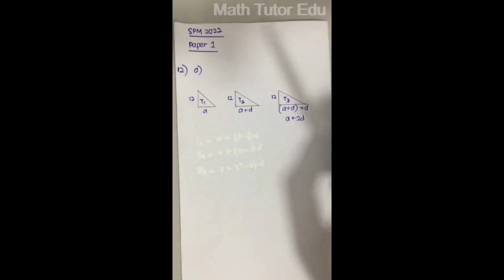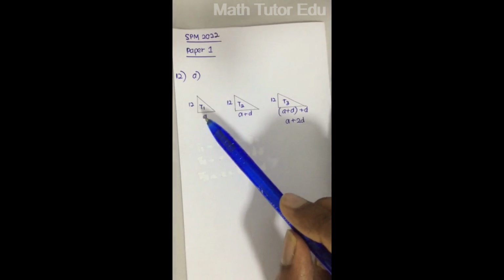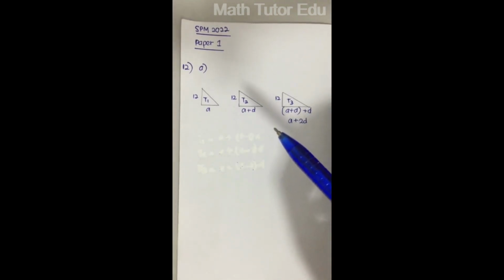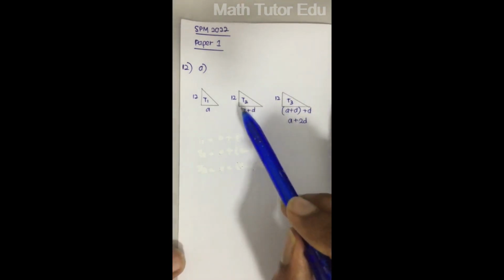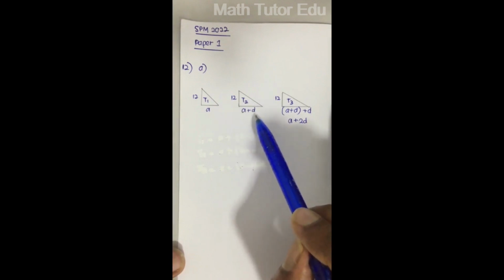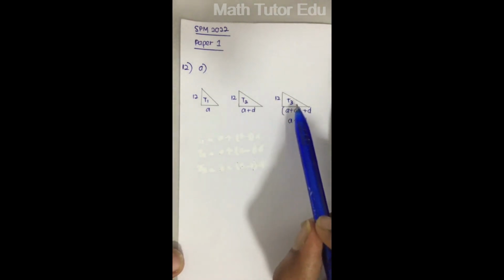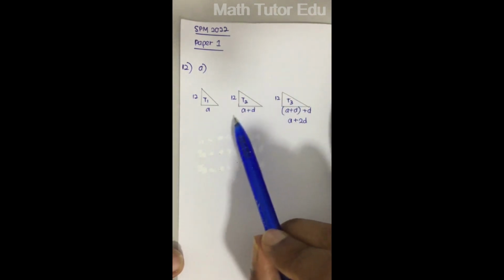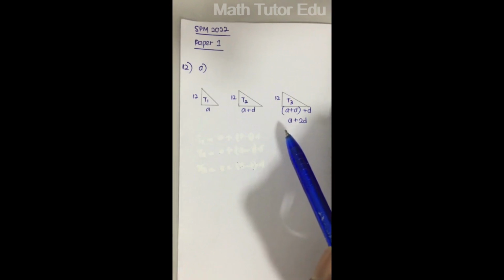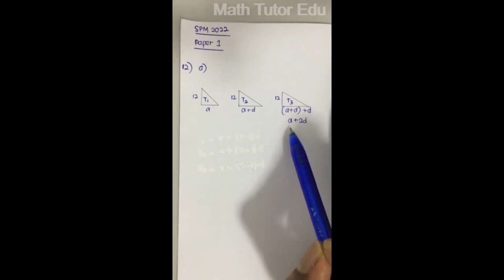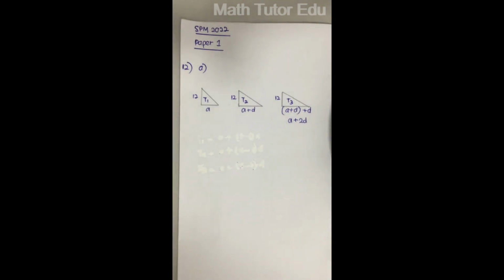As mentioned by the question, the length of the base of the first triangle is a centimeter, so that's why I've written a here. They also mentioned that the length of each subsequent base increases by d centimeter. So for the second triangle, it will be a plus d. For the third triangle, based on the second triangle, it will be subsequently increased by d, so it will be a plus d plus d, hence a plus 2d.